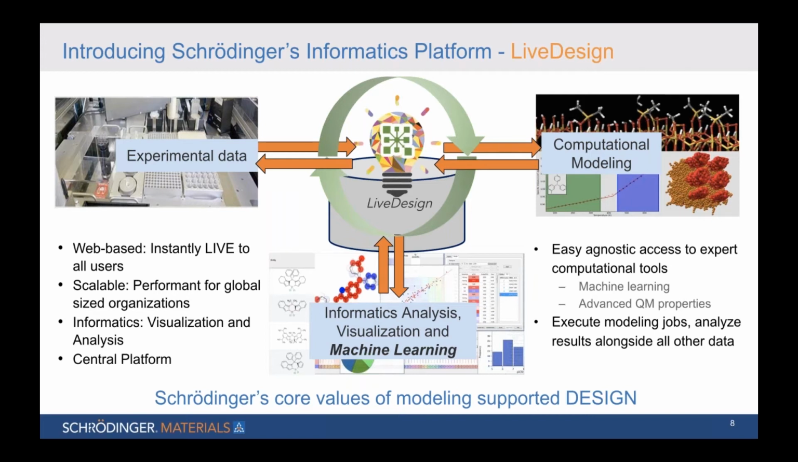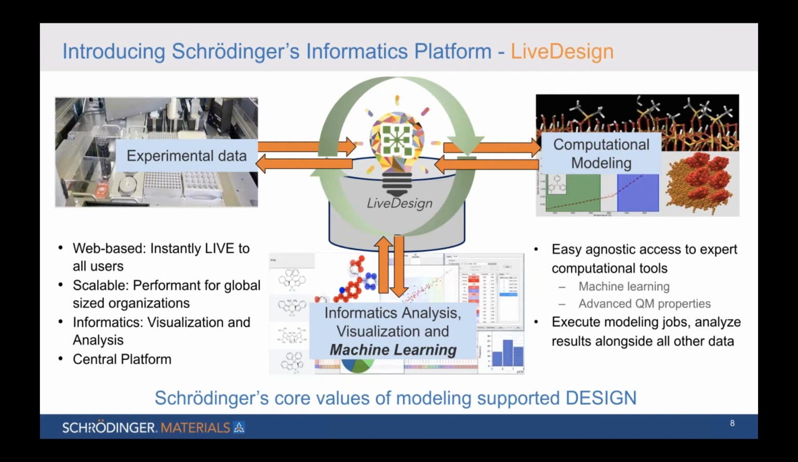So what is LiveDesign? LiveDesign is a web-based material informatics platform. It can be a central place to store and manage both experimental data and computational modeling. It's web-based, which means the data imported into LiveDesign will become instantly live to all its users. So from a user perspective, all they need is a browser to open LiveDesign.